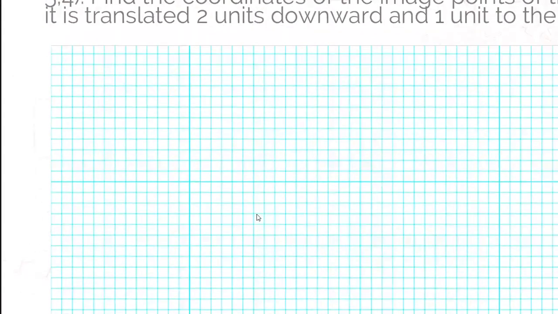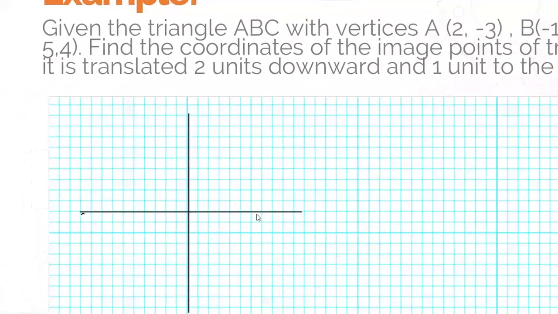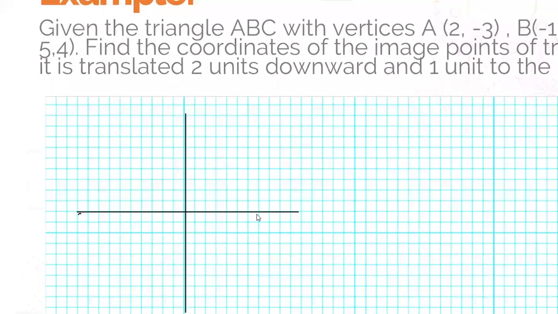So, pili tayo ng axis natin. So, let's say ito yung gawin kong axis natin. Okay, yung first one natin is 2, negative 3. So, we have 2, negative 3. Okay. So, this is our first point. Ito yung A natin with 2, negative 3.